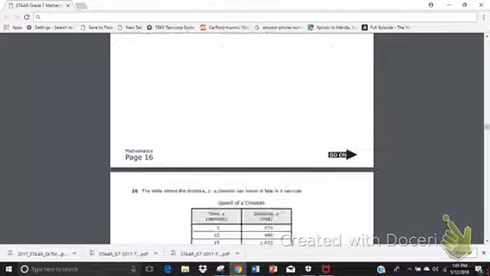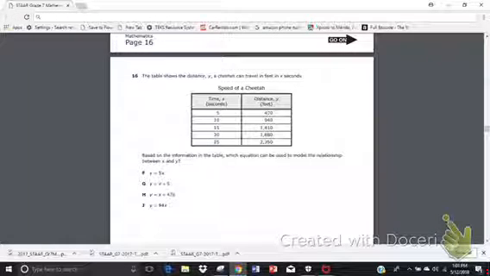Number 16. The table shows a distance y a cheetah can travel in feet in x amount of seconds. Based on the information on the table, which equation can be used to model the relationship between x and y? Alright, guys, so for number 16, we can draw a table for each one of these solutions here.